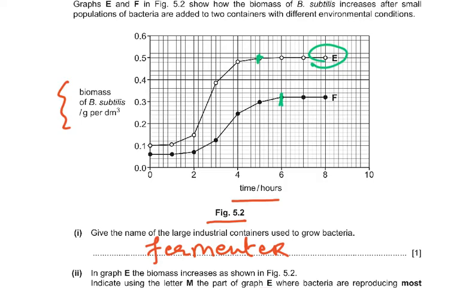Then E starts at a higher biomass than F here. And E's rate of increase of biomass is faster than F. So the rate of increase is faster than F, and then you could give me some figures, that it was 0.1 and now it's 0.5. In this case it was much lesser, 0.2, 0.6, and then it went up to 0.32. So you give me some figures and that gets you a mark as well. It's always sensible to give me figures for this sort of question.